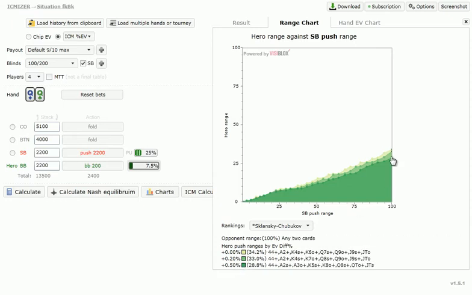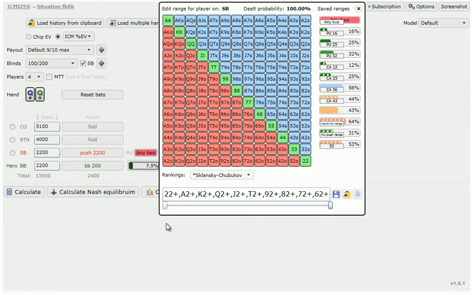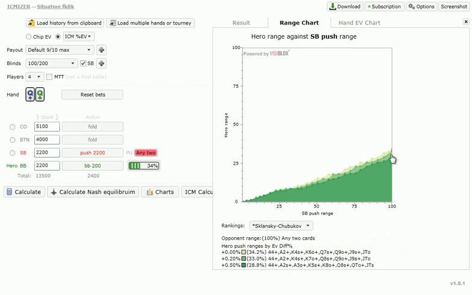So we can see if our opponent would be pushing 100% of hands, then we would be only able to call him with 0 EV with 34% of hands. Let me show you what this means. So if he is pushing 100% of hands, we would see that we can call, as I said, with 34% of hands. And the range chart, again, provides you a quick access to all hero response ranges against all potential opponent ranges.